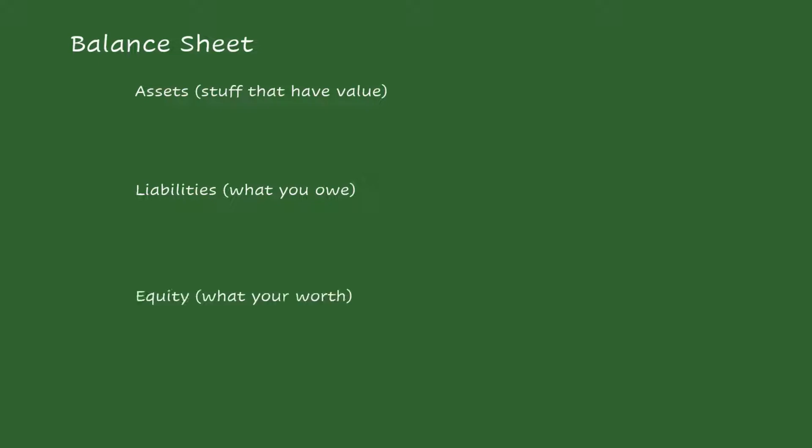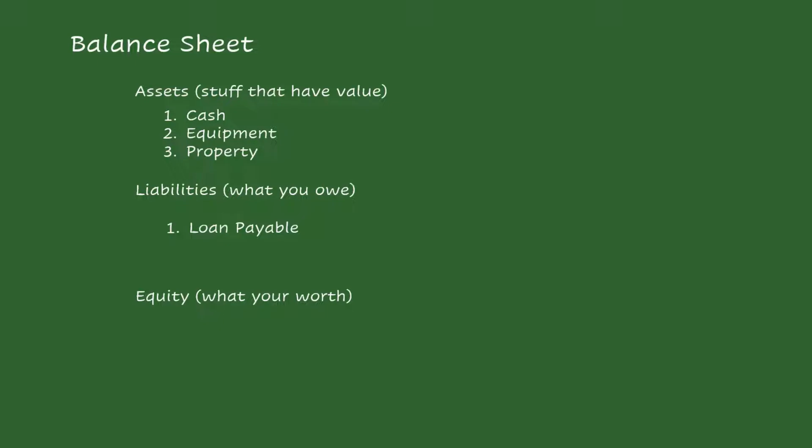In order to understand that, let's take a look at a typical balance sheet. Your typical balance sheet contains three items: assets, stuff that you have that have value; liabilities, things that you owe, which requires you to give up value in order to eliminate the liability; and equity, what you're worth or what a company is worth. So some examples of assets would include cash, equipment, property, all things which contain value. This is just a small sample.